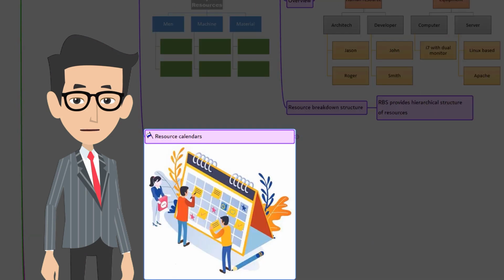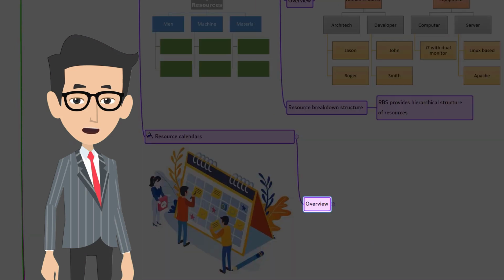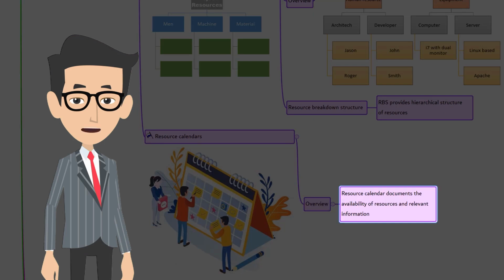The next one is resource calendars. Let's look at the overview first. To run a project, you need resource, both physical and human. The resource calendar documents when the resources will be available in the project, how long will they be available, and when they will be released from the project. The resource calendar even has information such as resource experience, skill level, and geographical locations. This information may be at the activity or at the project level.